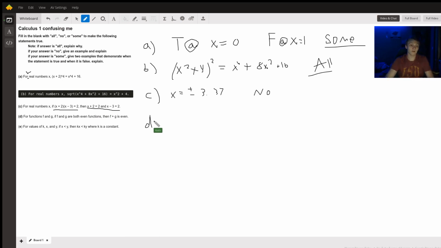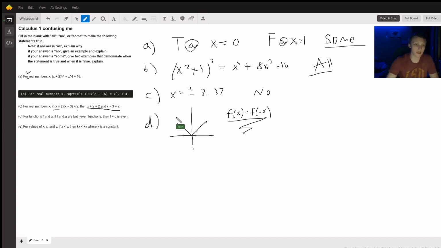For D, for functions f and g, if they're both even, then their sum is even. Remembering about even functions, they are functions that are symmetrical about the y-axis. And this is represented by the equation f of x is equal to f of negative x. So this is the definition of f being an even function. It says that if you go x over to the right, your function will be at the same height as if you went x over to the left.